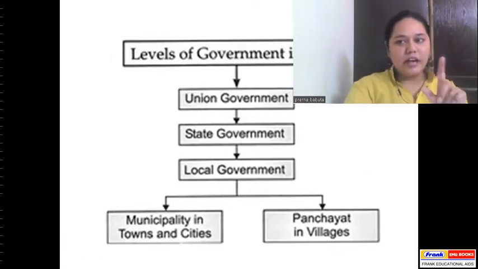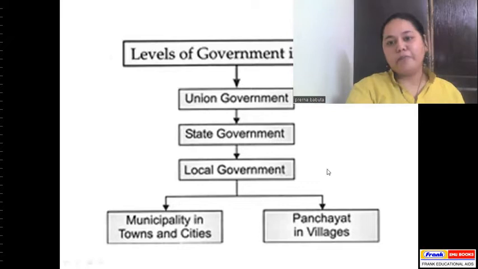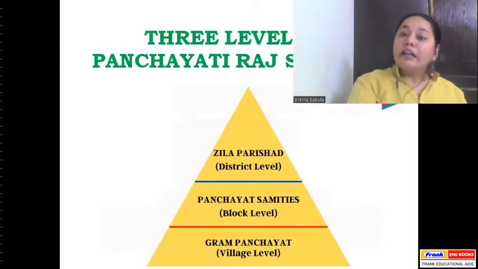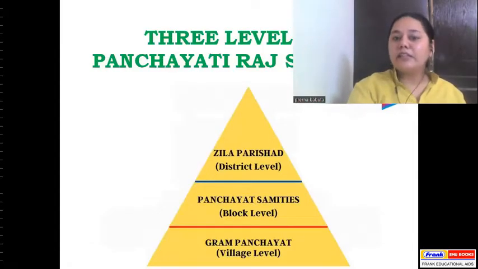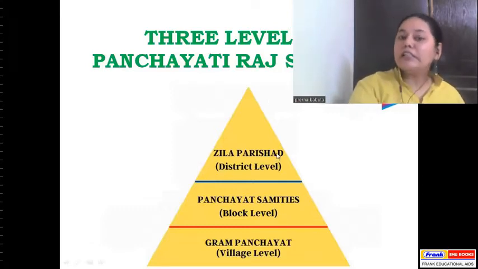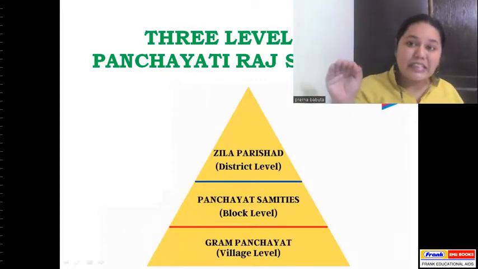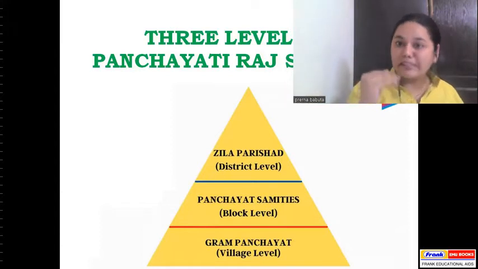So first we have understood what is the basic structure of government in India. Now we are going to study particularly about the structure of government in the villages. Now understand what are the three levels of the Panchayati Raj system. First is the Zilla Parishad, which is at the district level. Then you have Panchayat Samiti, which is at the block level, and then you have the Gram Panchayat, which is the base government. All right, the government at the lowest level is called the Gram Panchayat, which is at the village level.